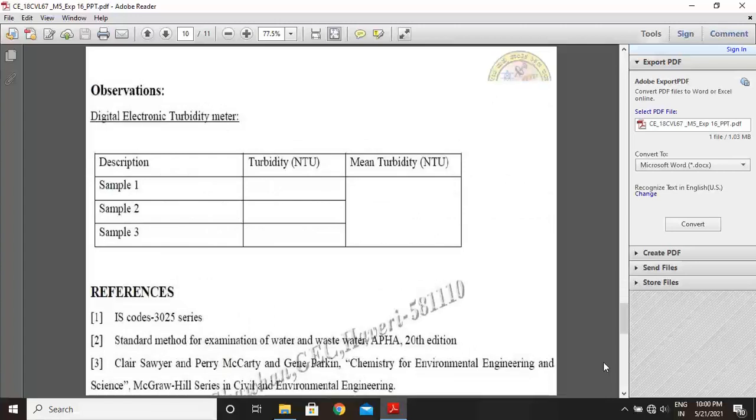Now observations. How to write the observations in this experiment? For the digital electronic turbidimeter, you write a table for observations. The first column is description, where you write sample 1, sample 2, sample 3. The second column is turbidity in NTU. The next column is mean turbidity in NTU, meaning the 3 readings in NTU are averaged. So we are getting turbidity in nephelometric turbidity units.